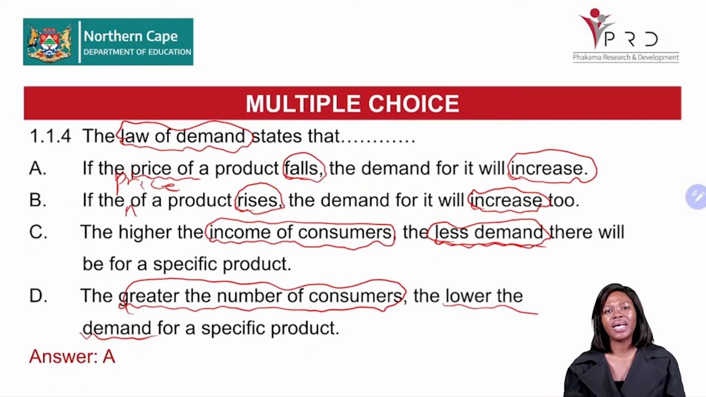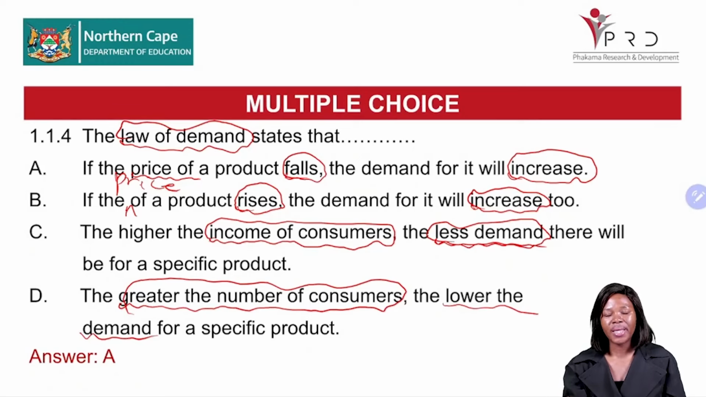Now, think about this example. Let's just say we have the apples. 10 apples are provided or supplied by the producers. And each apple costs 2 rand or 1 rand. We have 10 apples and each apple costs 1 rand.